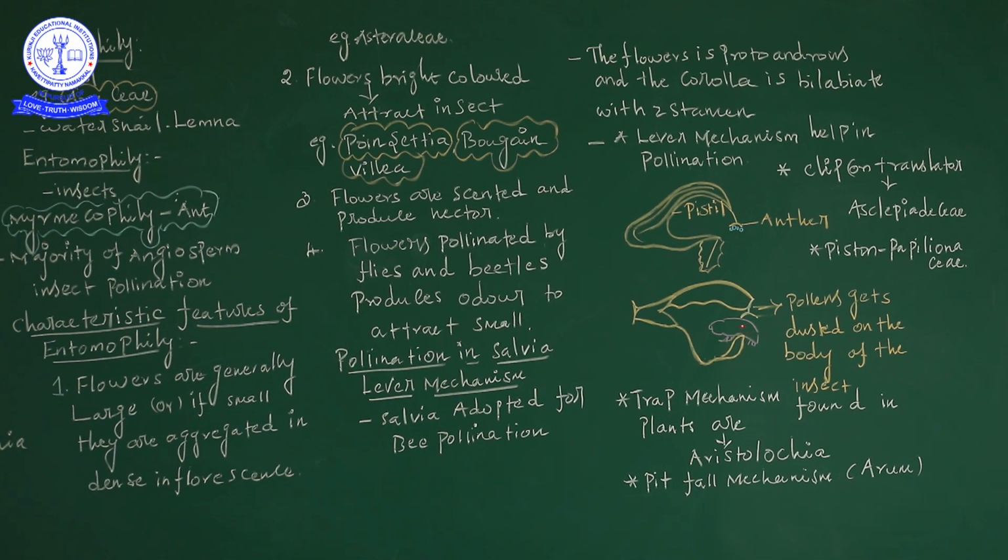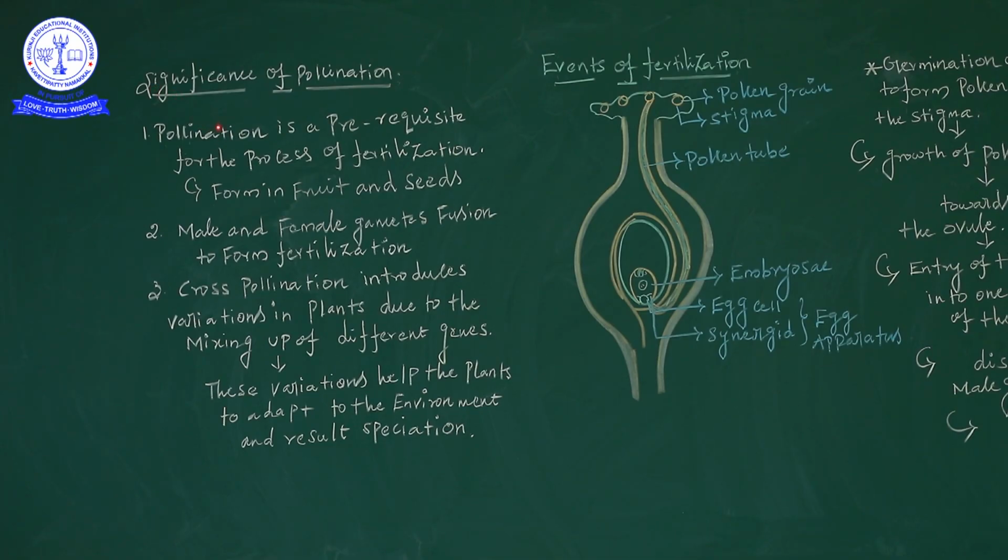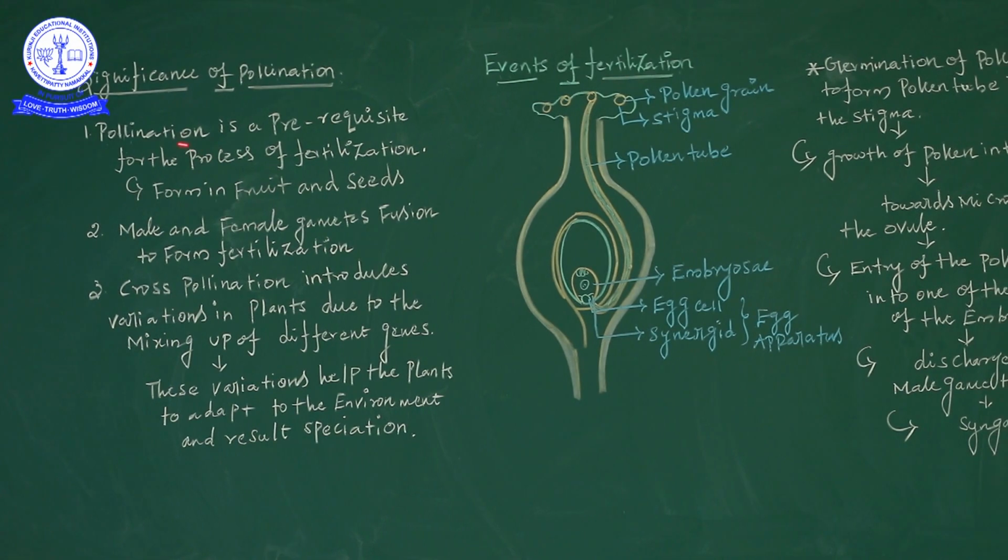Okay, and then the mechanism for another one, the trap mechanism, the plant is Aristolochiaceae; pitfall mechanism, example of arum; and then clip or translator, example of clip-like structure or translator for example in Asclepiadaceae; and then pistil mechanism is present in Papilionaceae. Okay, that is called the mechanism, important for one more question. Okay, next of all the significance of pollination. Okay, and then last character that is called the significance of pollination, very important 3 mark question.